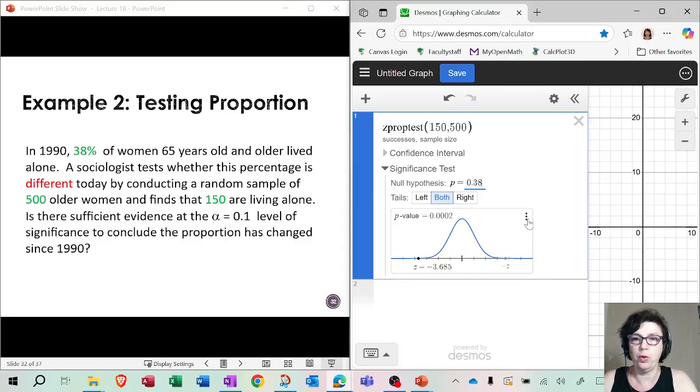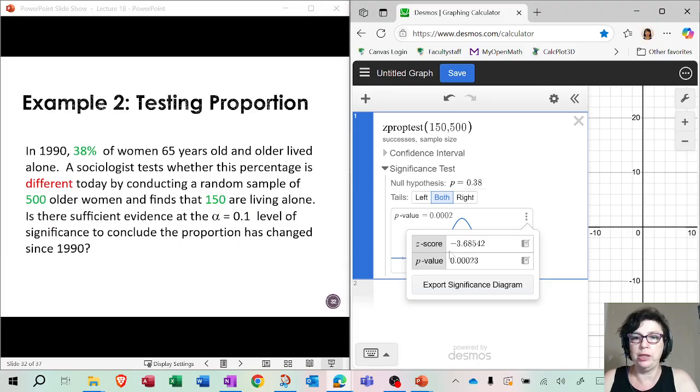So we're just going to go ahead and click on the three dots. We can see the z-score, or what's called the test statistic. The absolute value of it is greater than 3, so definitely an unusual situation. The p-value is almost 0. So again, we are going to reject the null. And when you reject the null, you have evidence.